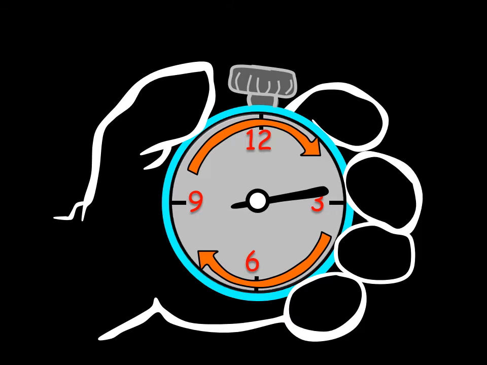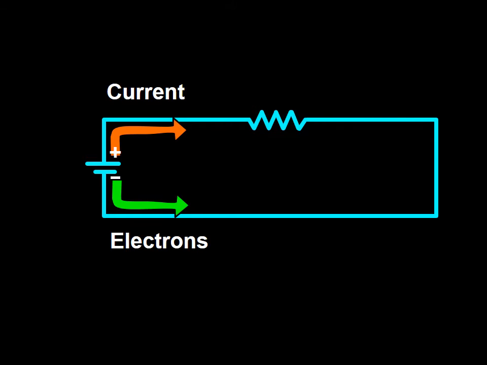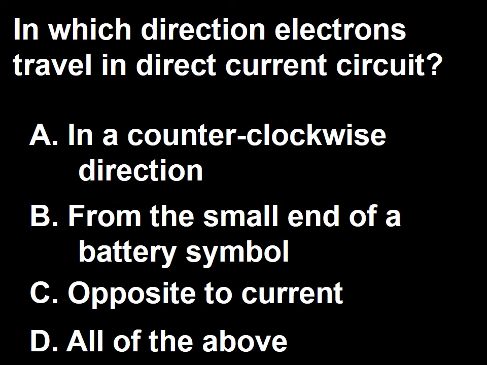It is important to stress that the convention that links the direction of electron and current flow to the direction of the movements of the clock hands is not accepted by all. What is most consistently followed is that electrons flow away from the smaller horizontal line and current flows away from the longer horizontal line. So the answer to this question is D, all of the above.